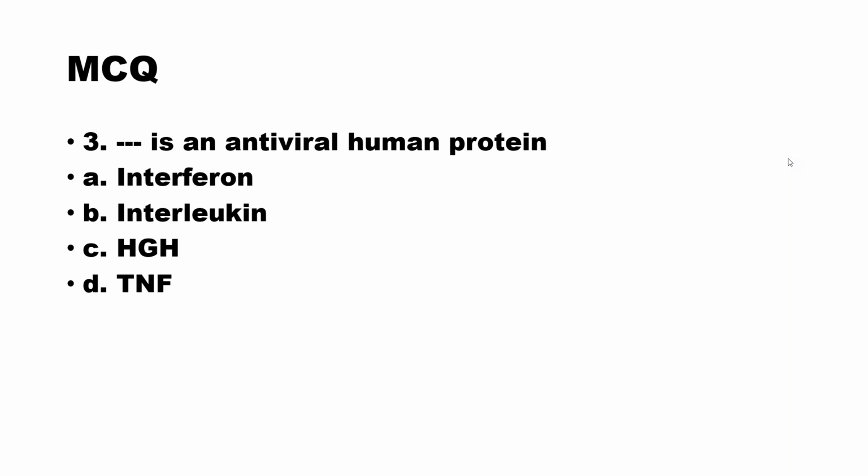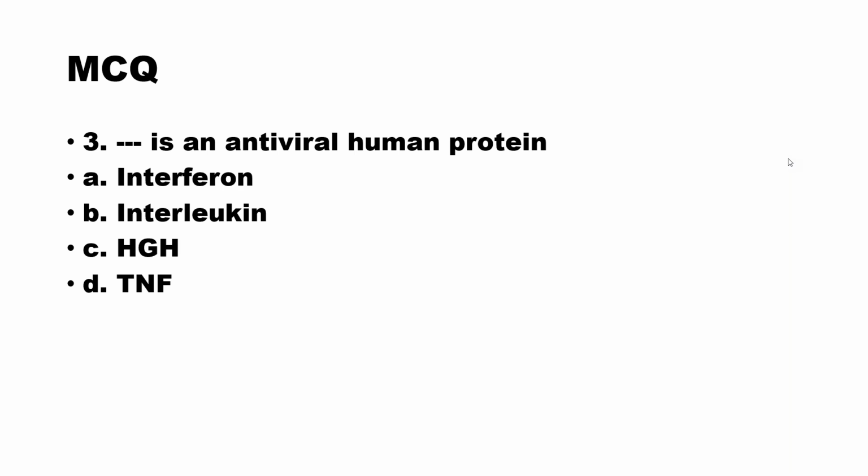Anaka says B, interleukin. Very good. What about others? Maunia, Vidushi, and Shalini. Dash is an antiviral human protein. Interferon, interleukin, HGH, TNF. Anaka has given the option B. Shalini has also given the option B. What about the other two? Vidushi, very good, B. Yes, all of you have gone for B.